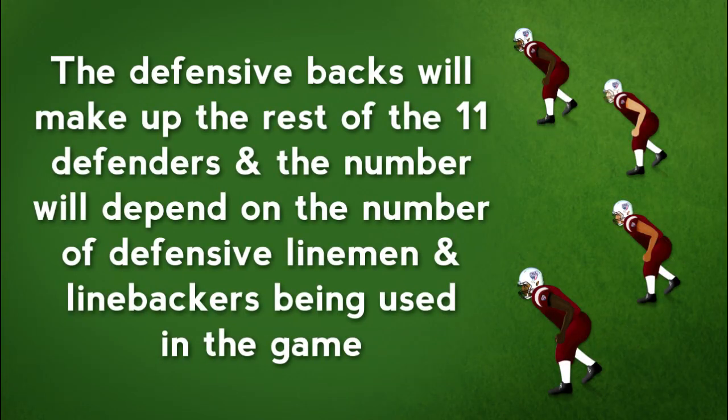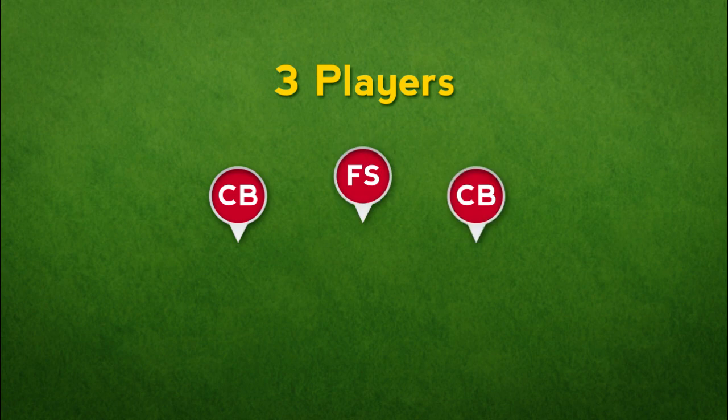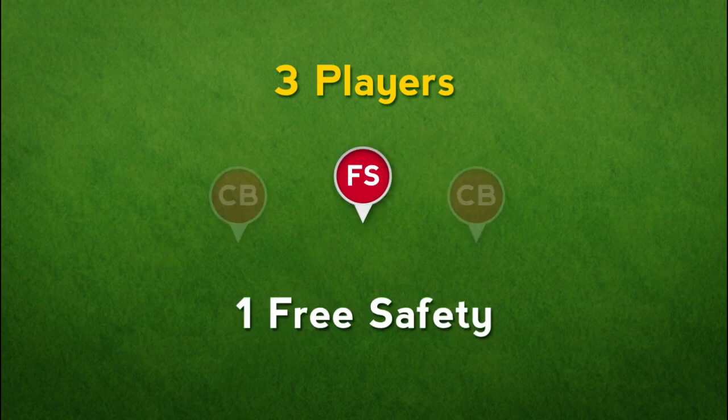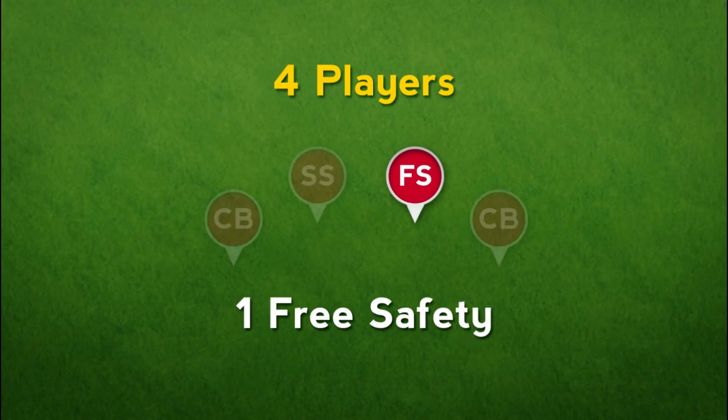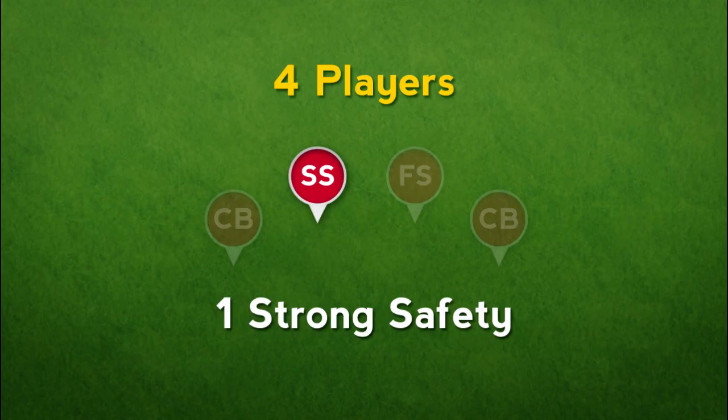The defensive backs will make up the rest of the 11 defenders, and the number will depend on the number of defensive linemen and linebackers being used in the game: 3 players, 2 corners and 1 free safety; or 4 players, 2 corners, 1 free safety, and 1 strong safety. The actual number of defensive backs used in the game will depend on the defense your team is using.